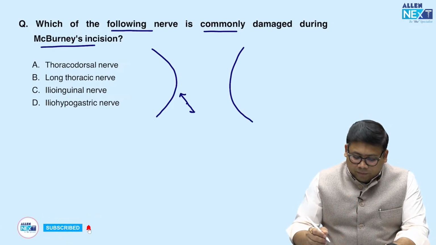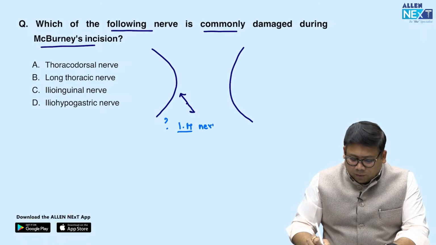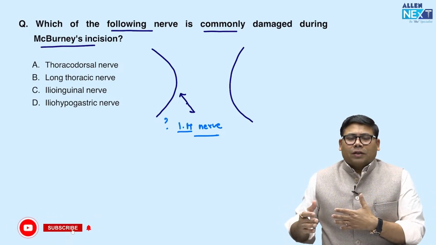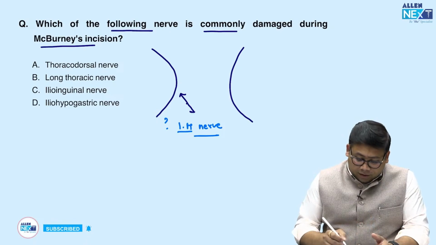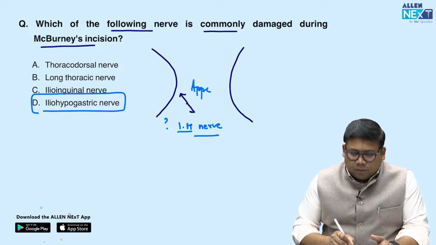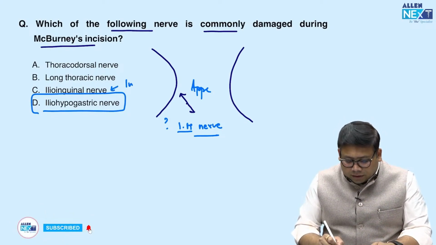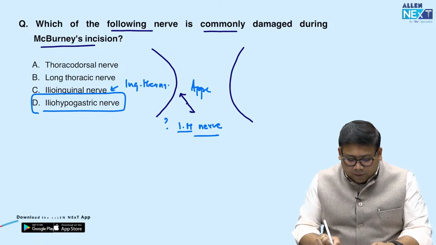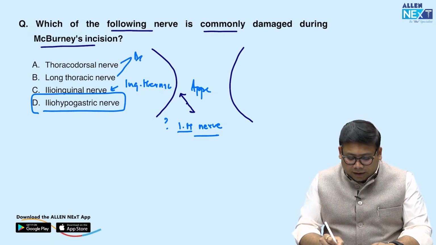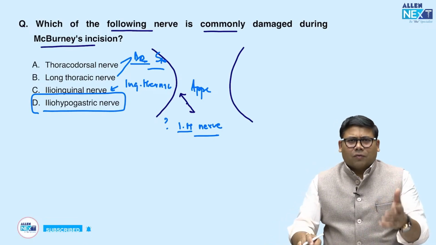Now this is the domain for the classical iliohypogastric nerve. The pain might refer to the mid of the thigh, or the anterior portion of the thigh. It is during appendicectomy that the iliohypogastric nerve is the most commonly damaged nerve. The ilioinguinal nerve is the most common nerve injury during open inguinal hernia repair. During laparoscopic repair, it is the lateral cutaneous nerve of thigh, and the thoracodorsal and long thoracic nerves are damaged during breast surgery. So this was a very straightforward question.